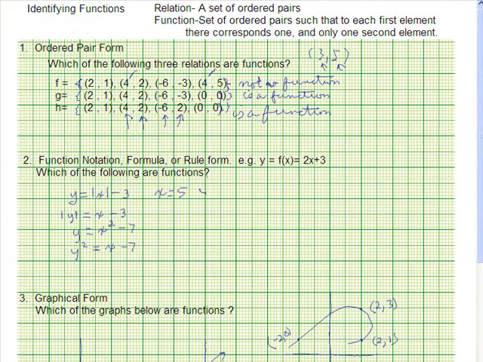Then y would be the absolute value of 5 minus 3. The absolute value of 5 is 5, so that would be 2. So when I pick an x, I know for sure what y is going to be. This is a function.